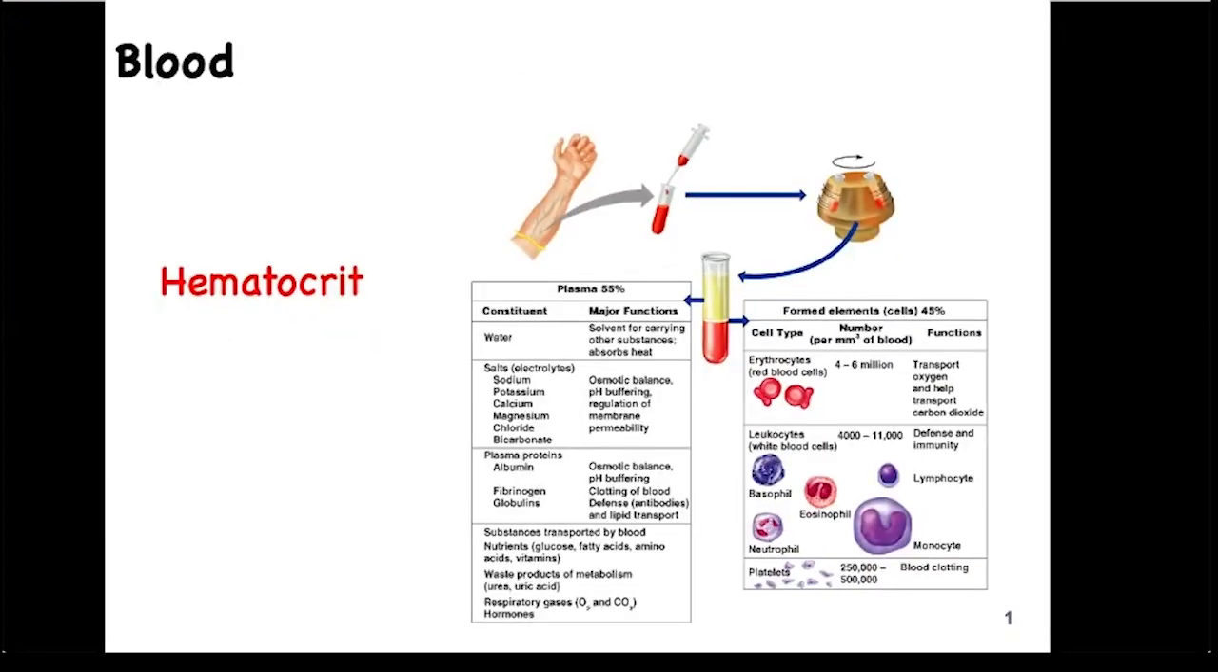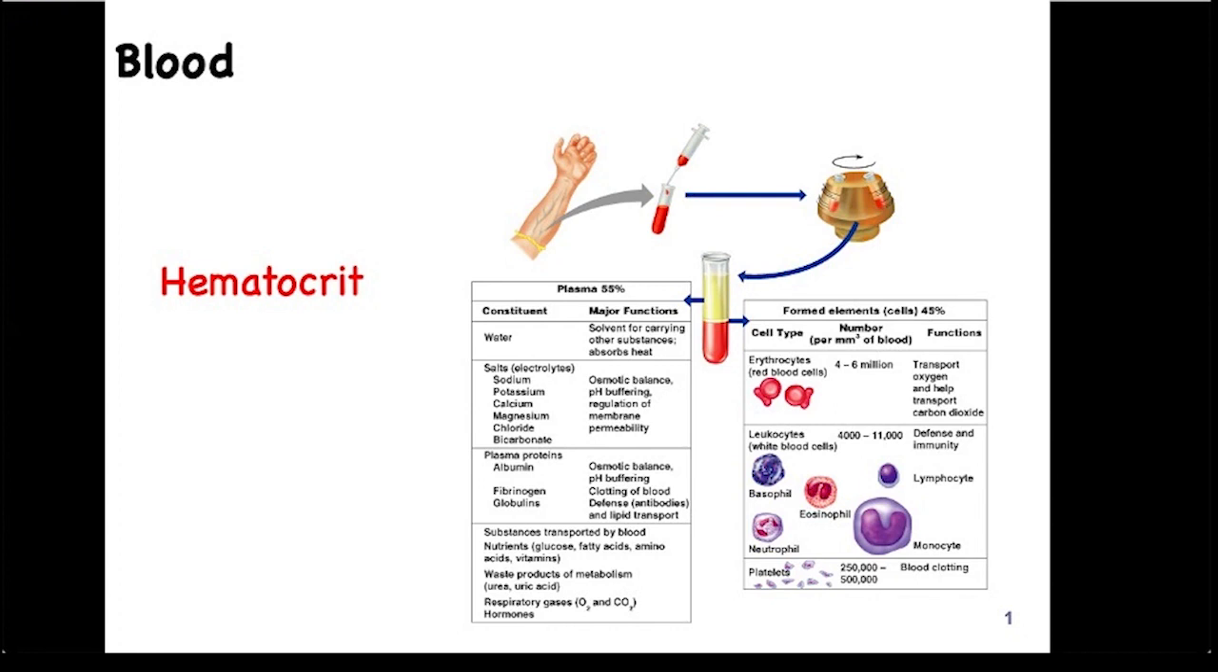I'm going to briefly give you the definition for the term hematocrit. You'll cover this in lab. This is an important clinical test. The hematocrit is the percentage of red blood cells to the total blood volume of your sample. On average, it will be about 45%, since the formed elements make up 45% of your blood. But we are going to see in lab that there are some variations between males and females.